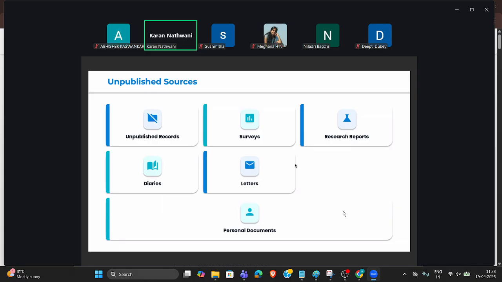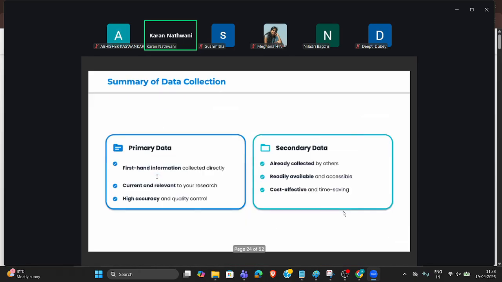Okay, sometimes, not always. Then diaries, letters, personal documents are unpublished sources where you can rely and you cannot rely. Both things are possible in this case. Then, the summary of data collection: first-hand data is collected directly, and it is current and relevant.